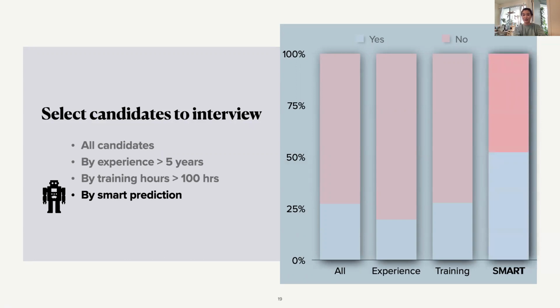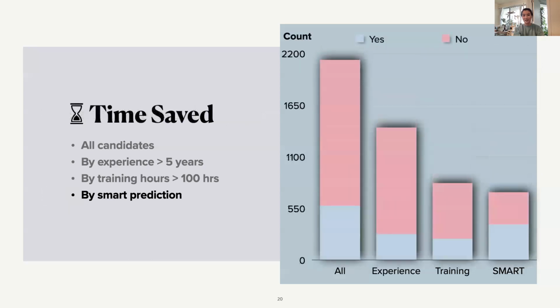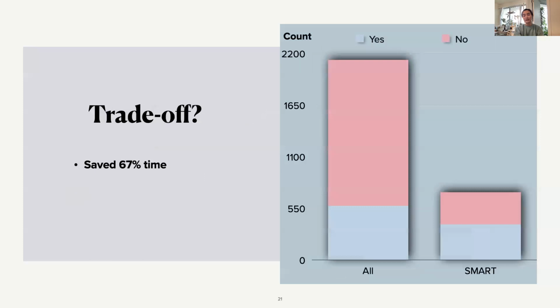And by converting the percentage back to the number of candidates, you'd see that Smart HR saves you a significant amount of time. Putting the two bars side by side, given 2,000 candidates, Smart HR can narrow it down to 700 people for you. That saves you about 67% of time. But the trade-off is you would only catch 65% of the switchers. This number 65% is what we call recall.